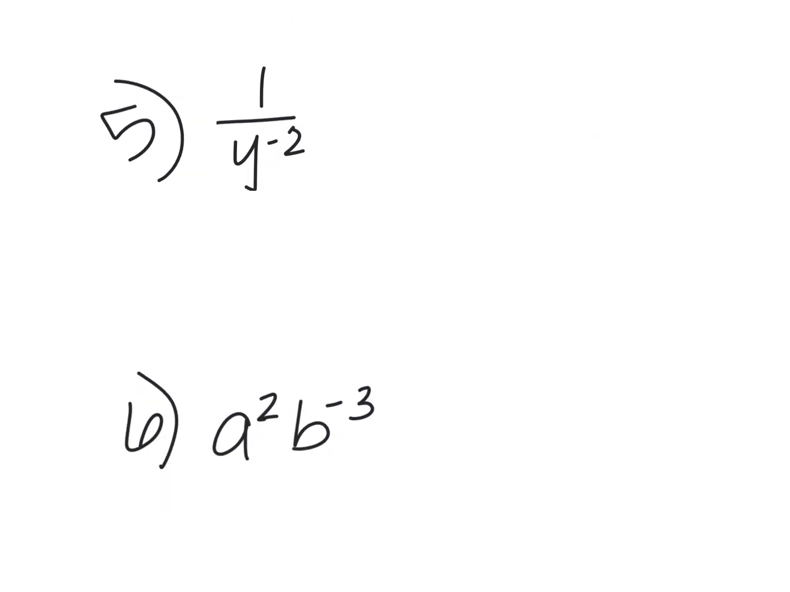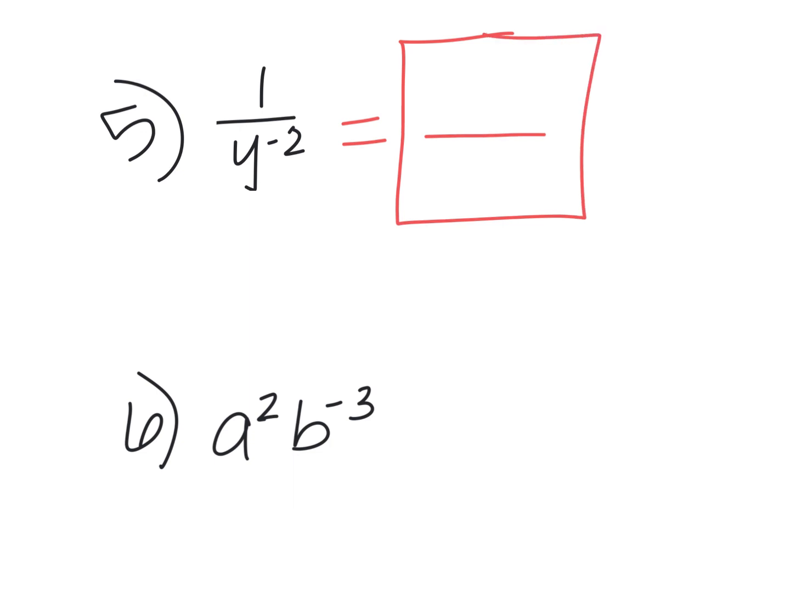Okay, so for number 5, we have 1 over y to the -2nd power. So again, the y to the 2nd power being in the denominator position is now going to flip and go into the numerator position. So it's going to be the opposite. So basically it's going to be the reciprocal and the new exponent is going to be positive. So flip those around, make it a positive exponent.